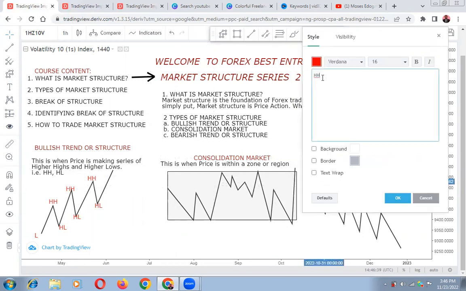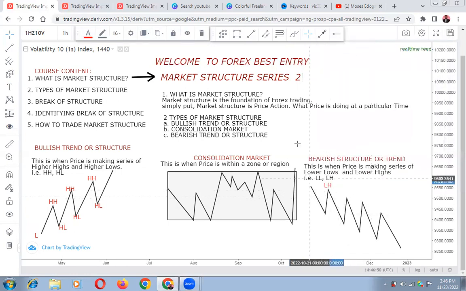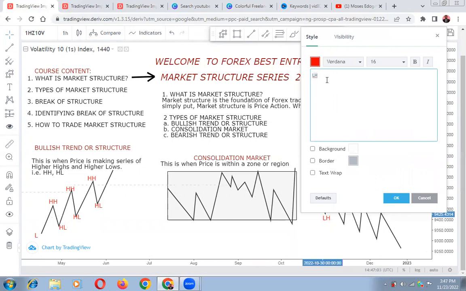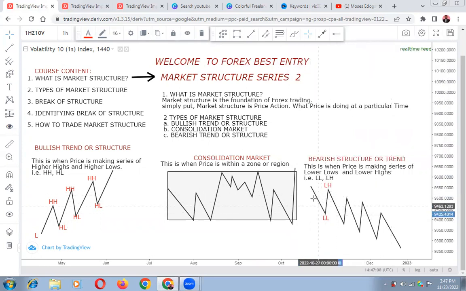So this is a lower high. Okay. This is a lower high. Now, this is a lower low. So this is very simple. You must be able to. This is a high.